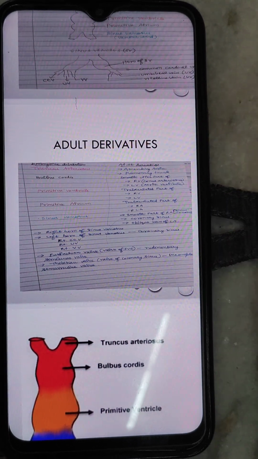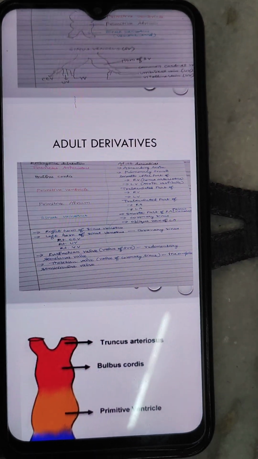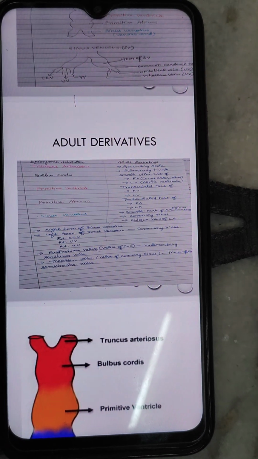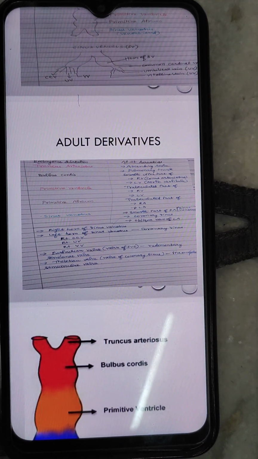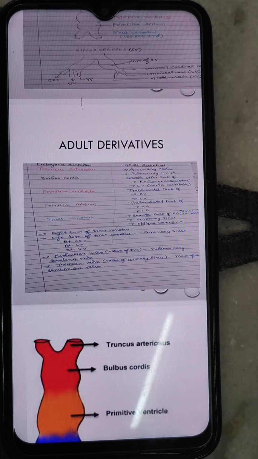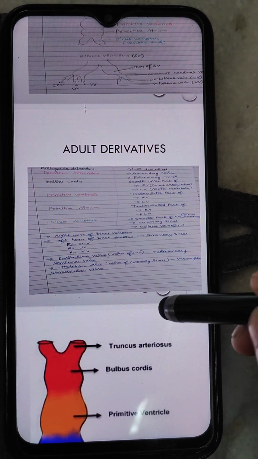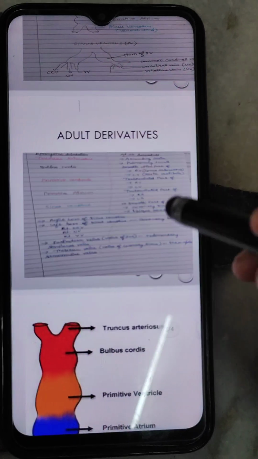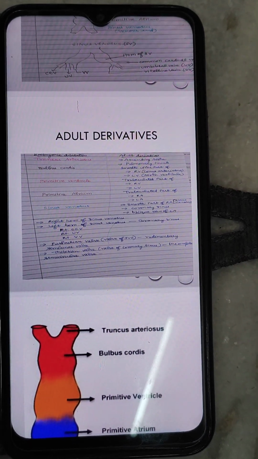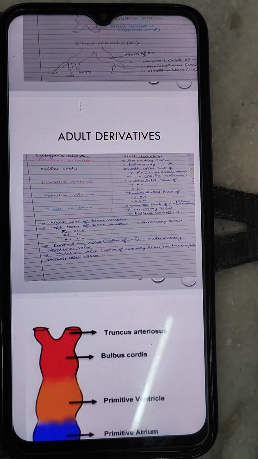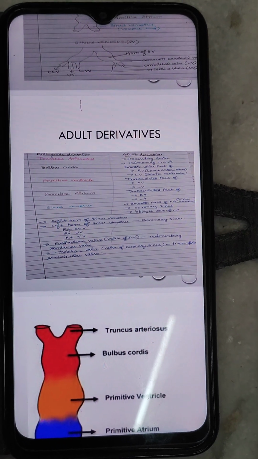The right umbilical vein will start regressing, whereas the right common cardinal vein forms a part of superior vena cava, and right vitelline vein forms a part of inferior vena cava. Now coming on to inferior vena cava, it has a valve surrounding it, that is the eustachian valve. It is a rudimentary semilunar valve.